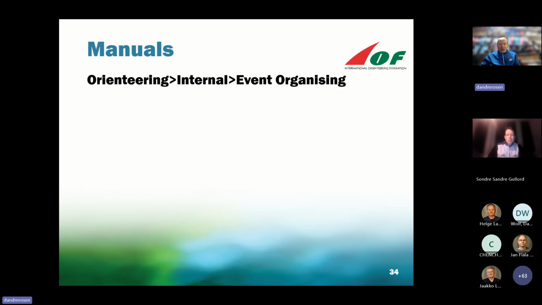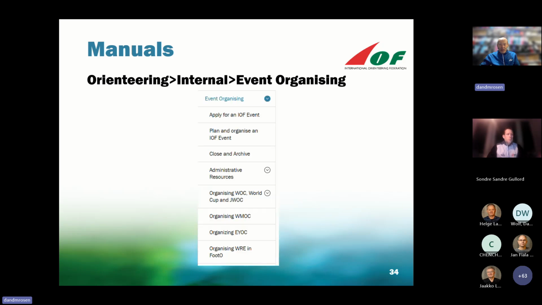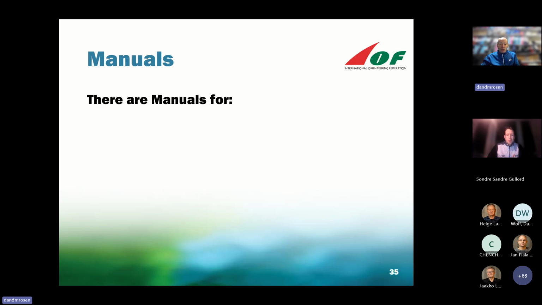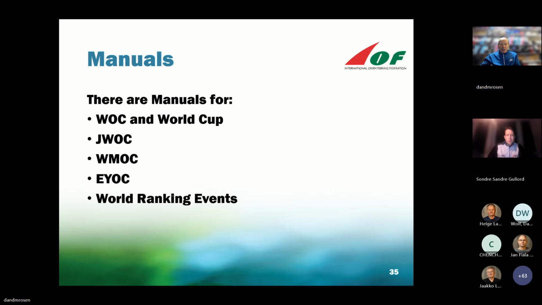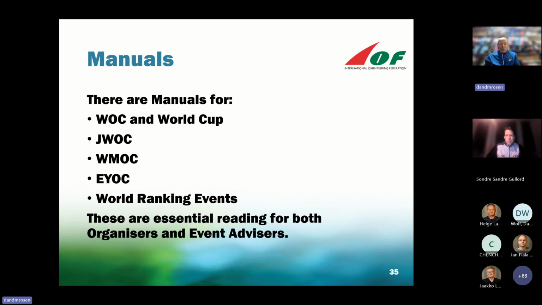Then there are manuals, and you get to them via orienteering internal event organizing. It looks like this when you get there, and you can see that there are links for organizing the various types of event at the bottom, 4 different links. And in those 4 different links, that's where you'll find the manuals. So there are manuals for World Championships and World Cup, JWOC, World Masters, EYOC, and World Ranking events. And these are essential reading both for organisers and for event advisors.